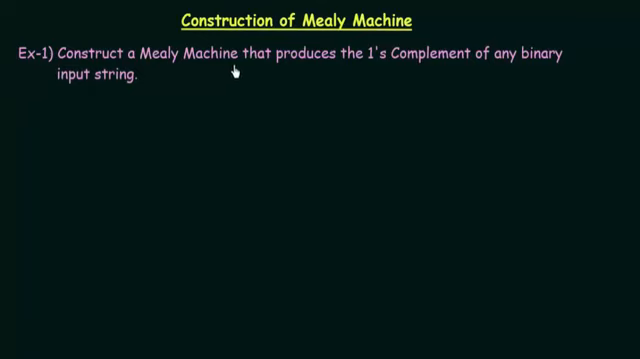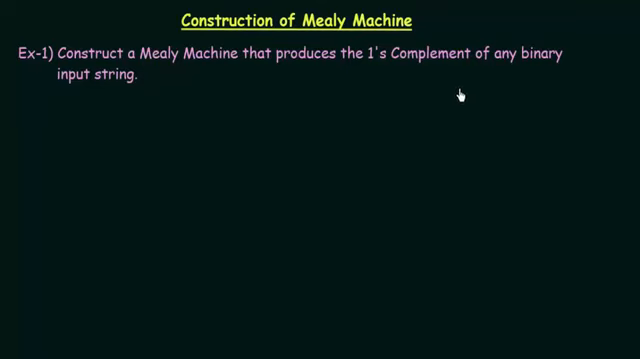Construct a Mealy machine that produces the ones complement of any binary input string. So we have to construct a Mealy machine that gives the ones complement as the output to any input binary string that we give. Okay, so before we start, let us try to understand what is a ones complement. So ones complement is nothing but just the complement of any binary number.